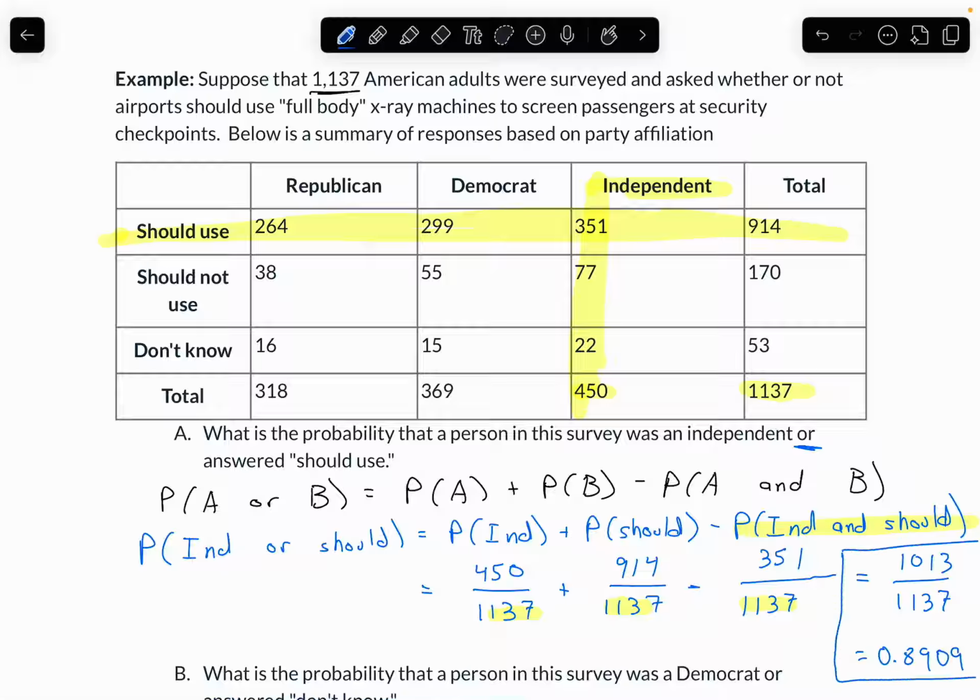So it's that "and" probability that we want to remember to subtract every time because it is going to pop up relatively frequently. Not always, but most of the time. Let's look at another example.